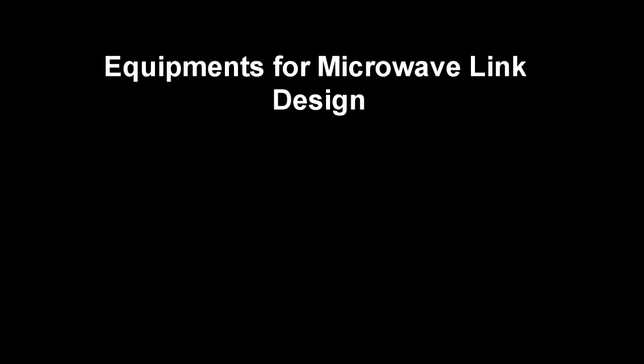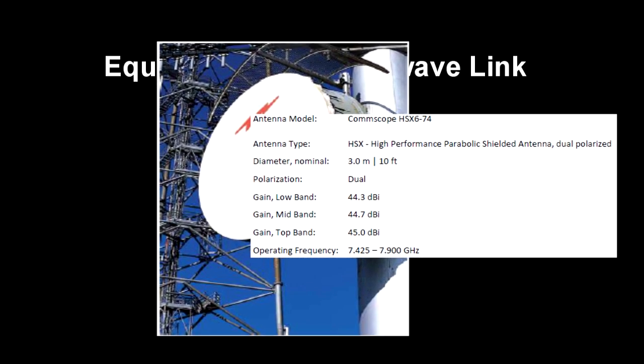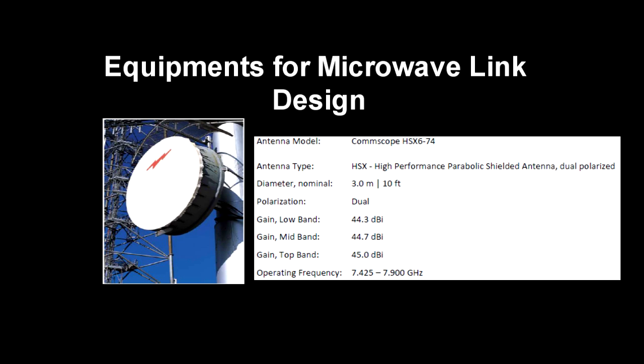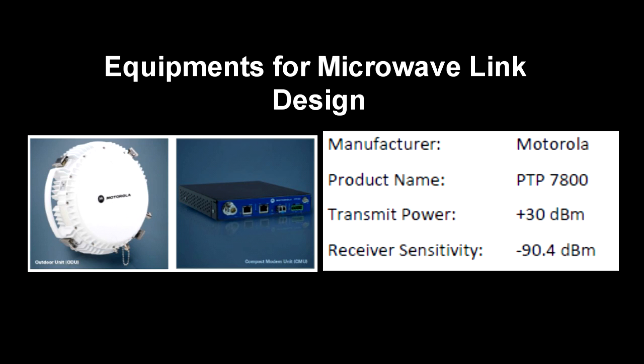These are some examples of equipment that will be used in microwave link design. First is the microwave antenna. The gains for the low, mid, and top band are seen on its specification sheet. Its operating frequency is also seen there. Then, we have the microwave radio. In its specification sheet, the transmit power and receiver sensitivity are included. These two are needed in the link budget.